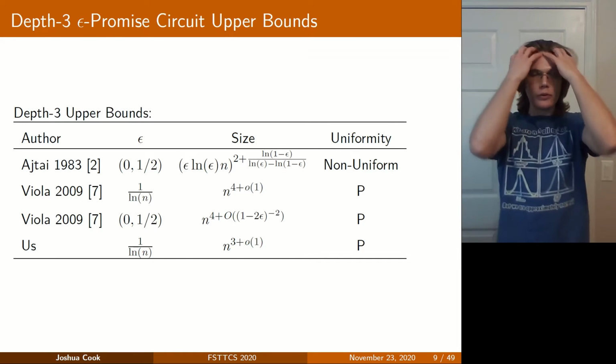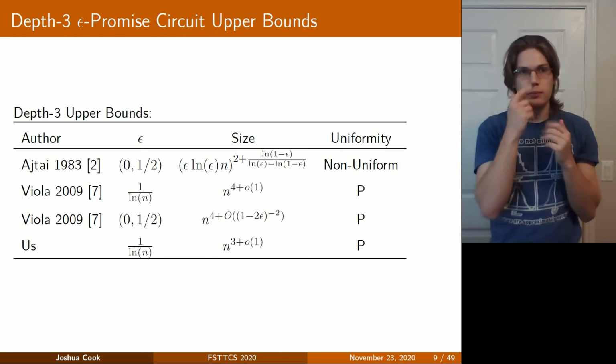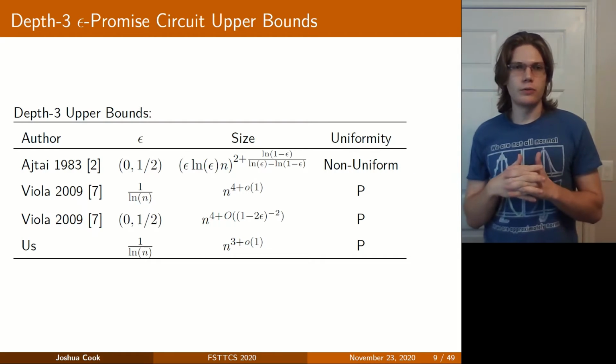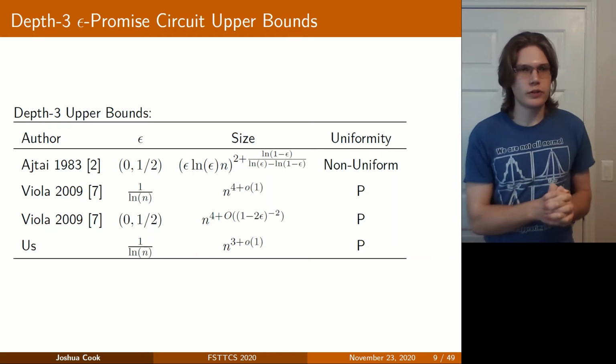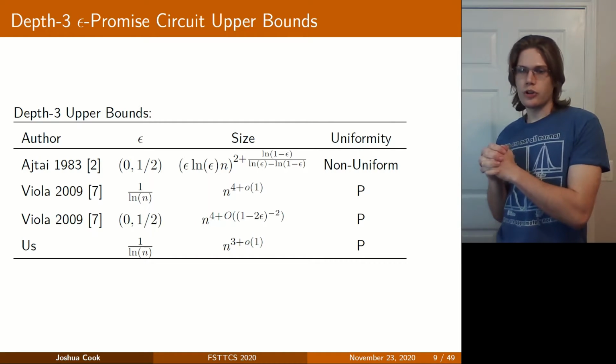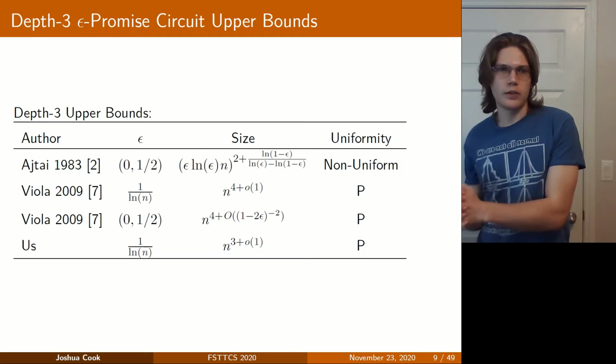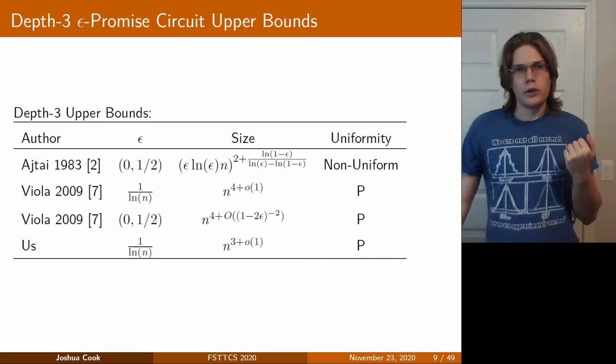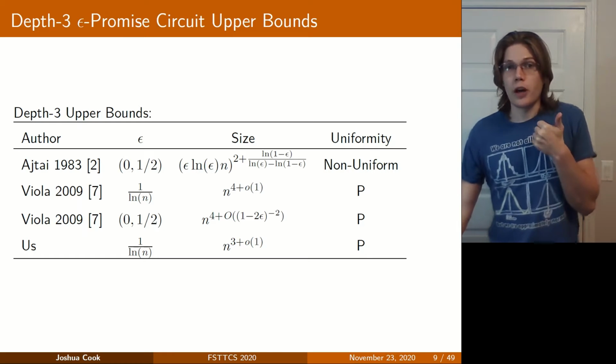Okay, so our results focus on lower and upper bounds for the epsilon promised majority. Specifically around depth 3 circuits doing it, and we also show some upper bounds for higher depths computing promised majority. Okay, so first off, what do we have for the depth 3 upper bounds?